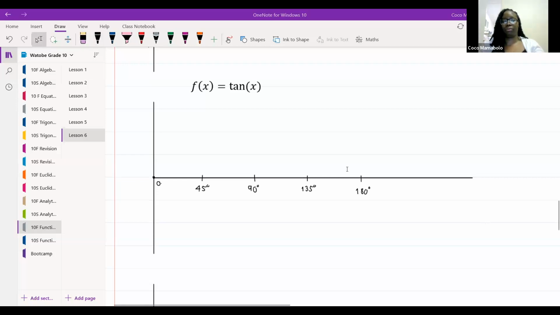Ma'am, I just wanted to ask, will I always be given the positive of the degrees, or will I also be given the negative? You can also be given the negatives, but they're going to be about the same. So if I put in cos of negative 90, I'm also going to get 0. Try it on your calculator and you'll see. What is cos of negative 90?